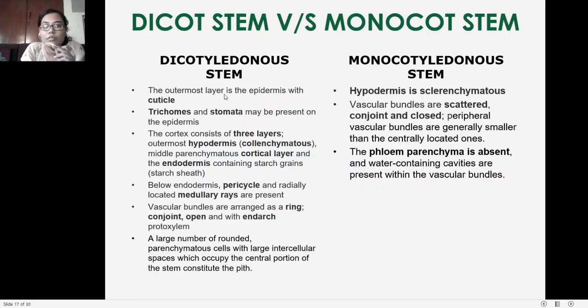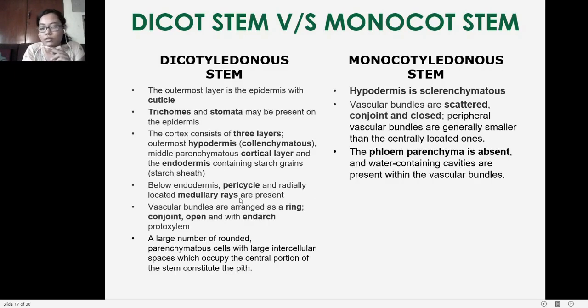Here the outermost layer is epidermis with cuticle, trichomes and stomata present on epidermis. Cortex consists of 3 layers of cells: hypodermis, which is the collenchymatous layer, then the middle parenchymatous cortical layer, and then the endodermis. Endodermis may have starch grains. Then after endodermis we find the pericycle located and the radially located medullary rays.